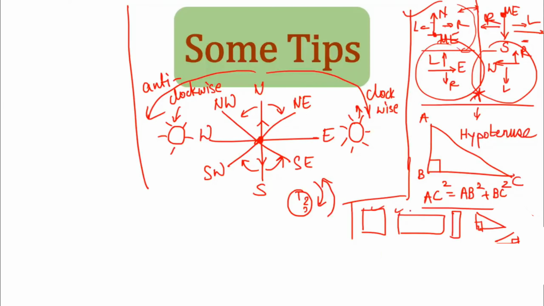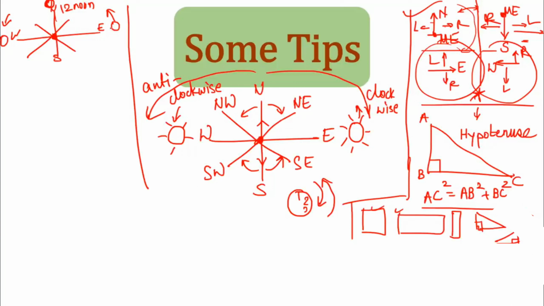Now let's move on to another very important concept, okay? Now let us draw it again. This is north, this is south, this is east and this is west. We know the sun rises in the east and the sun sets in the west. At 12 noon the sun is on top of our head. Say if we are standing over here, at 12 noon it is exactly on top of our head.